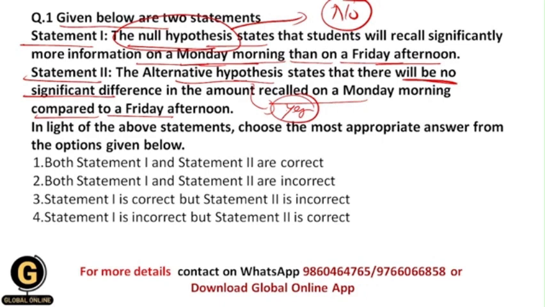But in the alternative hypothesis, they have stated that there is no significant difference between these two things, and that's why exactly opposite statements have been stated over here. So in the place of the null hypothesis, they have given the definition of the alternative hypothesis, and in the place of the alternative hypothesis they have given the definition of the null hypothesis. And that's why your correct answer should be 2, because both of these statements are incorrect.